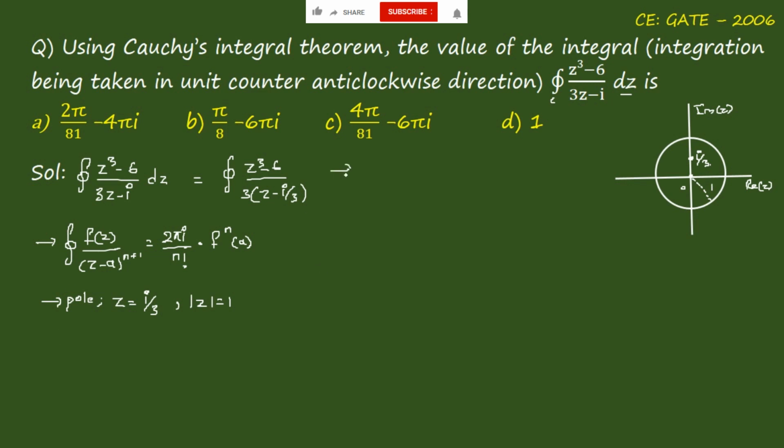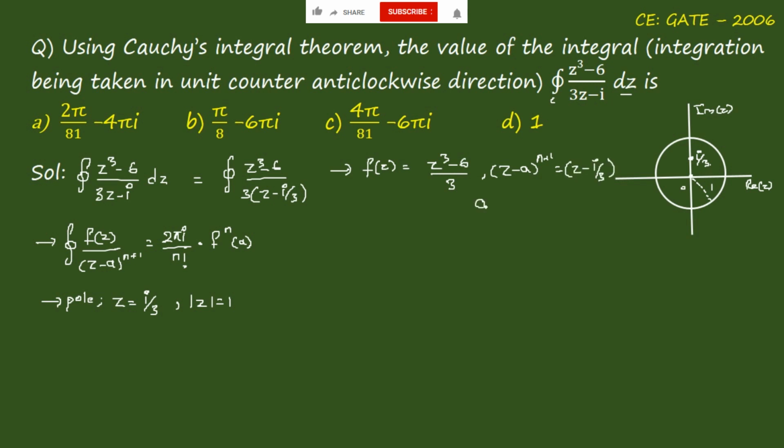So by equating both of these, we get f of z is equal to z cube minus 6 by 3. And the other one is z minus a whole power n plus 1 is equal to z minus i by 3.